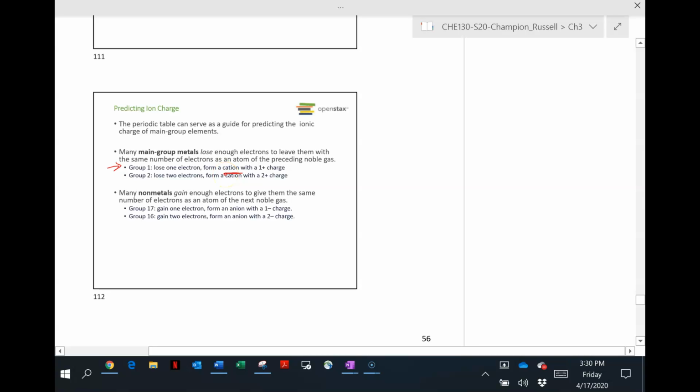And then if you go to group 2, so that's things like beryllium and calcium and magnesium, they always form a 2+ charge. So that's pretty easy. Group 1 +1, group 2 +2.